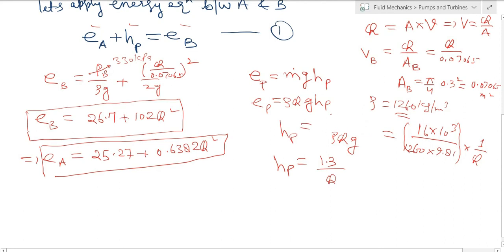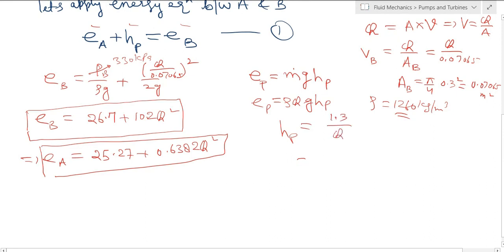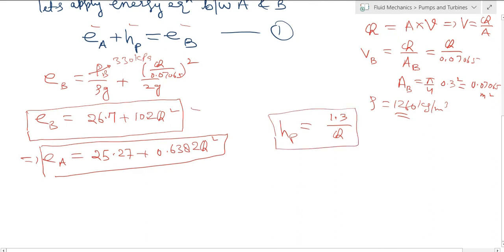So let me erase all of this. Again, the PDF notes of this lecture you will find in the description, so don't worry about that, just try to understand. Okay, here we go. Now we have the HP too. Now when you put all these EB, EA, HP in equation first, what do you get?